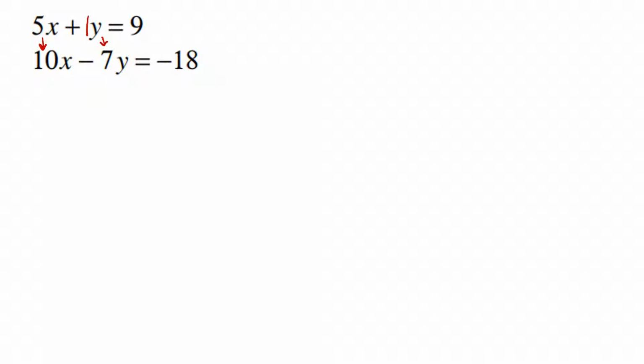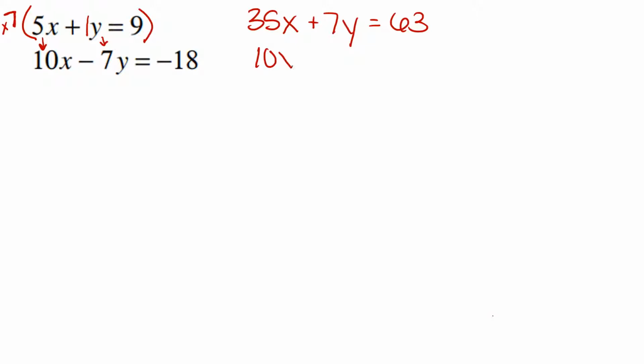I find it easiest to multiply by the one that I need a 1 value from, because I already have a positive y and we have a negative y. All I need to change are the numbers. So when we multiply, 7 times 5 is going to give us a 35x. 1 times 7 is going to give us a 7y. 9 times 7 is going to give us a 63. The bottom equation we are going to leave the same. 10x minus 7y equals negative 18.